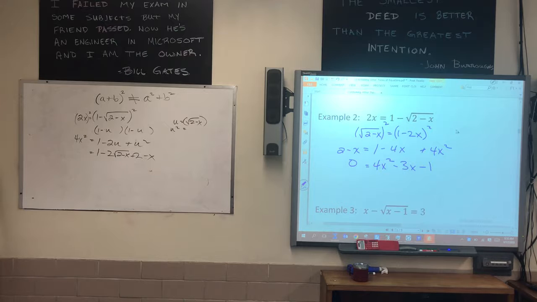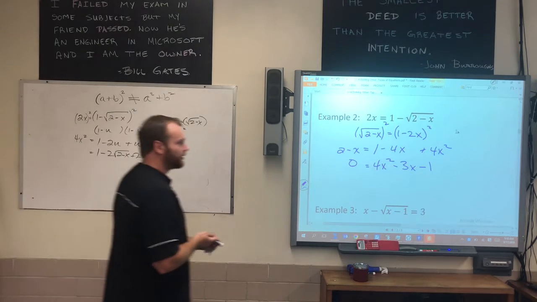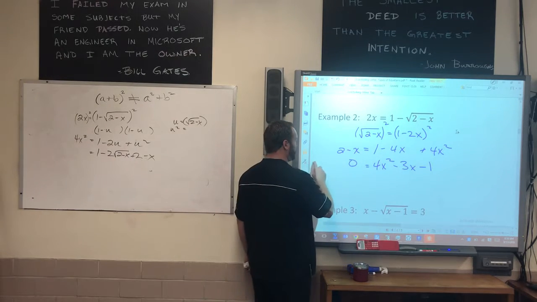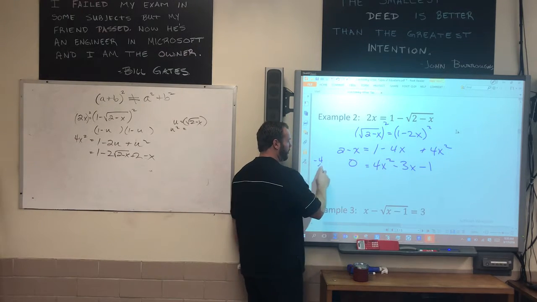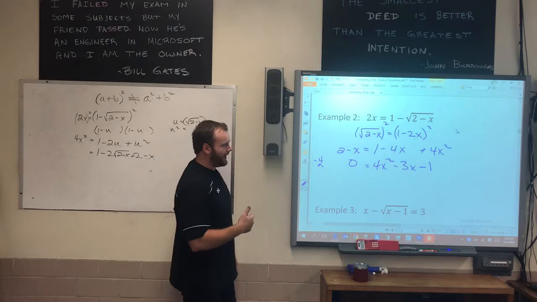There is no GCF, and that's kind of looking at the a, trying to make it 1. The next thing is the AC method, or the quadratic formula, whichever you prefer. I think the AC method here is a little bit quicker. If I take 4 times negative 1, it gives me negative 4, right? Or 2 factors that give me negative 4, but add up to give me negative 3.